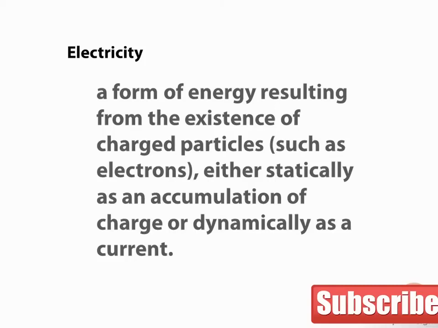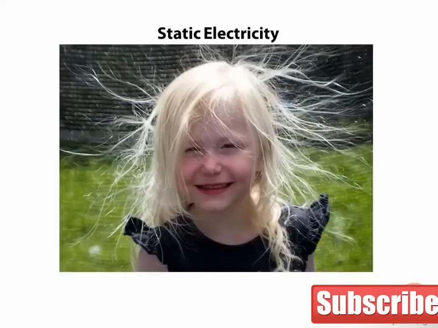A definition of electricity states: electricity, a form of energy resulting from the existence of charged particles, such as electrons, either statically as an accumulation of charge or dynamically as a current. The definition further refers to two types of electricity, the first being static electricity, and the second dynamic or an electric current. Static electricity is exactly that. It is an electric charge that is not moving.